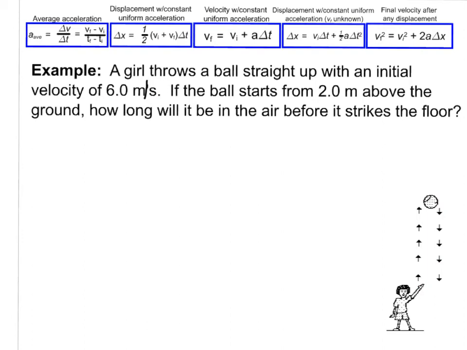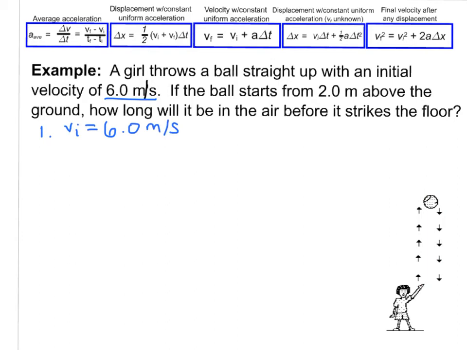So let's start thinking about this problem. What is the first thing we should do? First thing we should do is take inventory. What do we know and what do we need to know? So there's a lot of information. We do know the initial velocity, right? 6.0 meters per second.